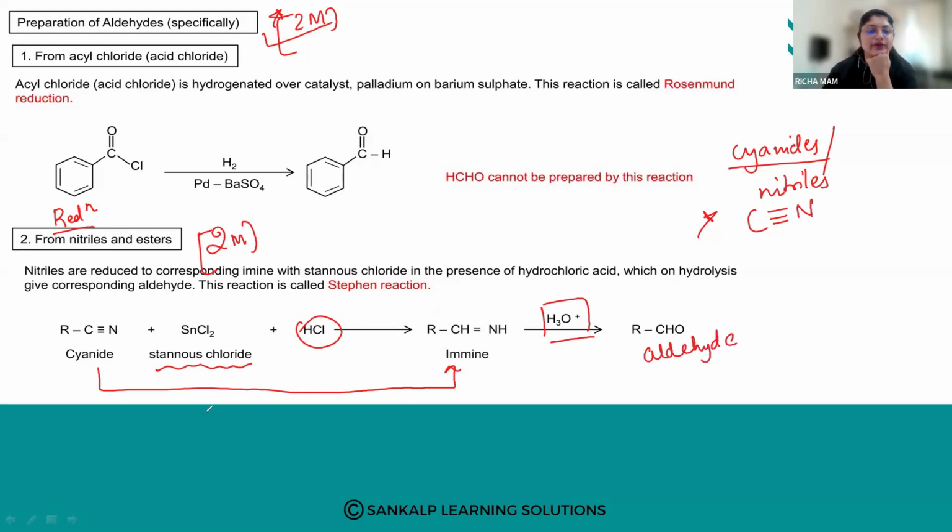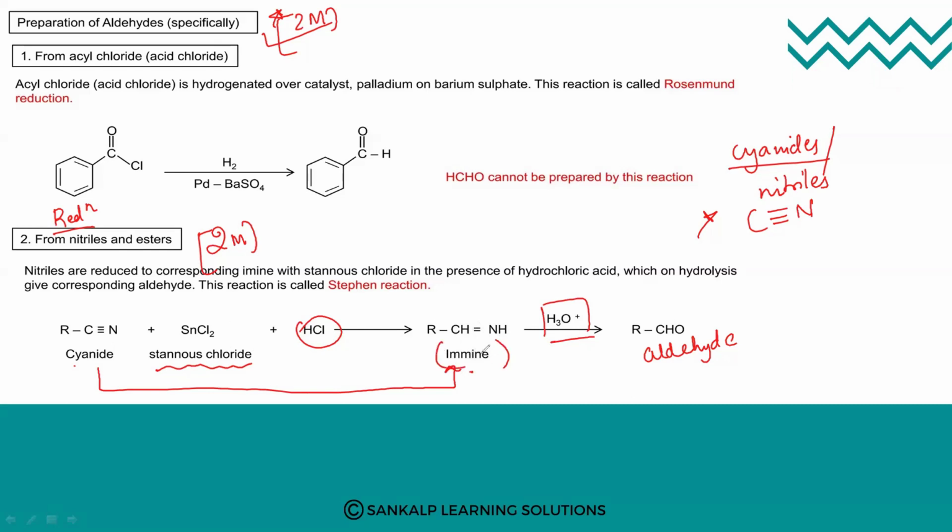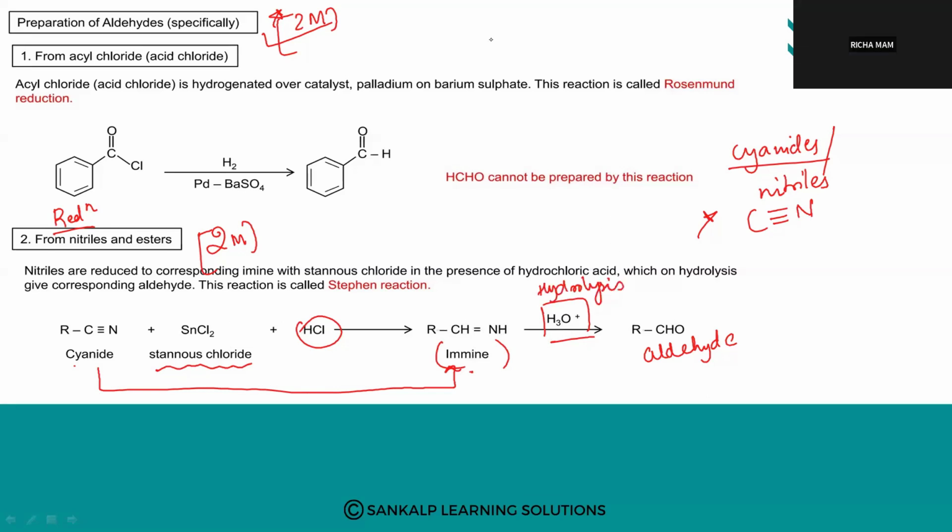So what we are doing: we are taking cyanides and converting cyanide into imine by reacting it with stannous chloride in the presence of hydrochloric acid, to give the corresponding imines. This imine will further undergo hydrolysis to give you aldehyde.